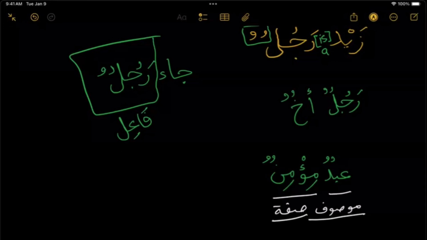So mawsuf is the thing on which the description falls. Yeah, just like you have antecedent. The antecedent also is going to be a noun. As a rule, an antecedent is a noun. But this noun is going to be called antecedent because of its relationship to a pronoun.